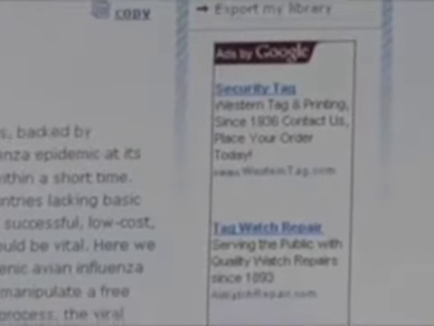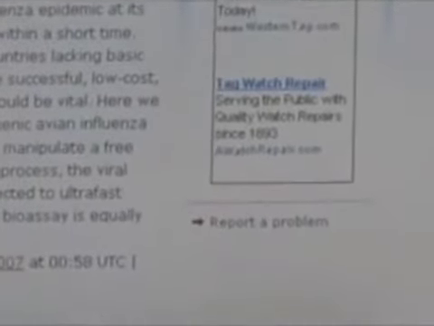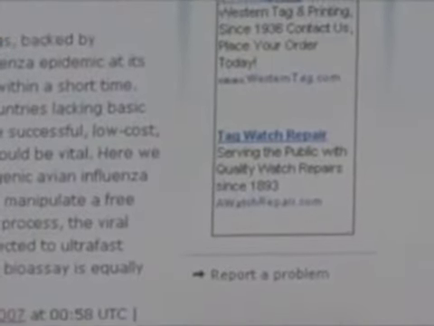This ad unit is from AdSense, and it covers security tags, Western tags and printing, and tag watch repairs, serving the public with quality watch repairs. On a page that has bird flu, and it's only about viruses. So these ads don't match the content, is what you're saying?